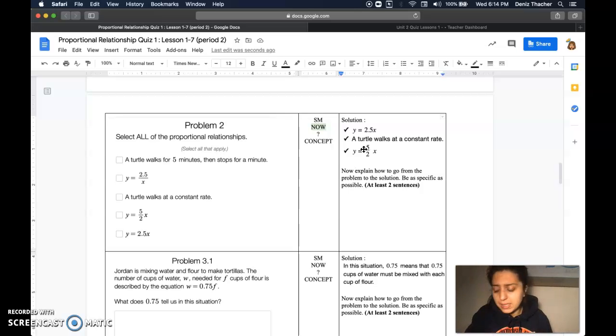And you need to be as specific as possible. Many students lost some points for not being specific, not being very detailed. So please make sure that you use at least 2 sentences to explain the solution. So be detailed and as specific as possible.